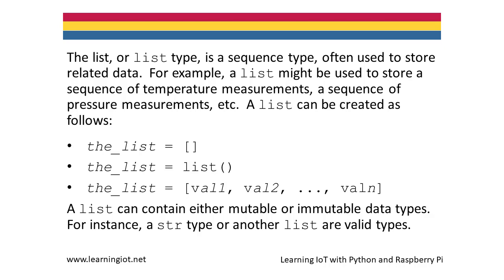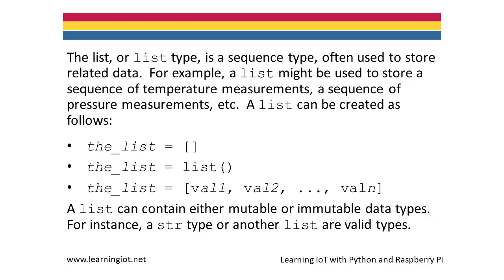The second assignment statement also results in an empty list being assigned to the variable the_list, but this time the list constructor is used. The third assignment statement shows the syntax of an assignment statement that assigns a list of values to the variable the_list. Because lists are mutable, elements may be added to, modified, or removed from a list.